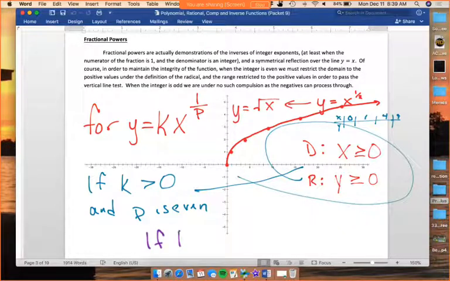So what happens if k is negative? We're going to continue with p is even, but if k is negative, imagine this function here as y equals negative x to the 1/2, or negative radical x. How does my graph change? Eric, how does my graph change?